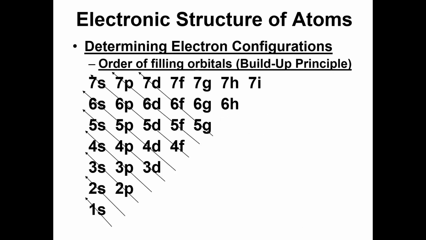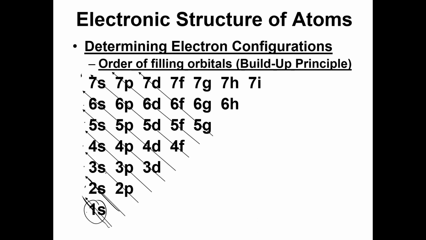Okay, so what you can do, and I learned this in high school, is you just write the numbers down from bottom up, 1, 2, 3, 4, 5, 6, 7, and then you draw these lines through it. That tells you how it fills.